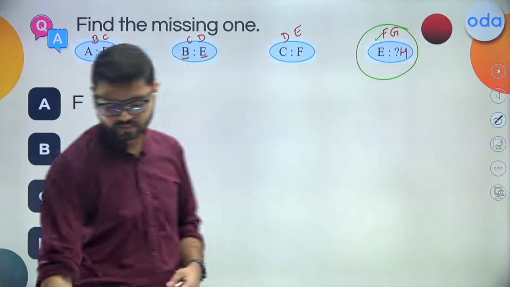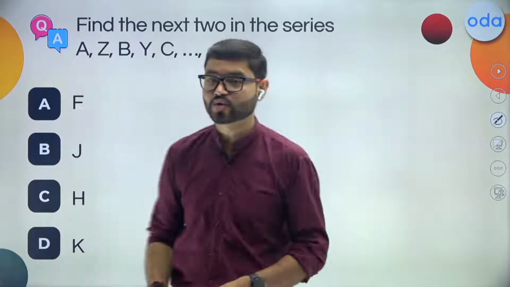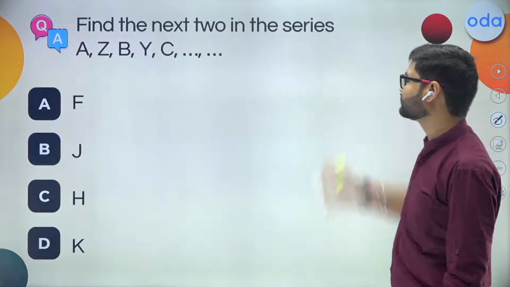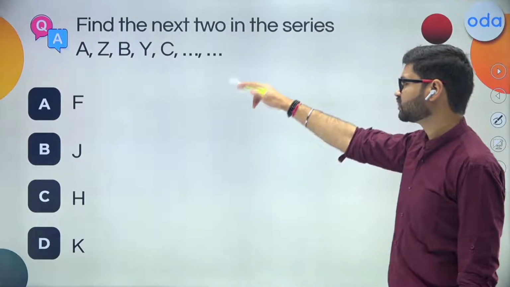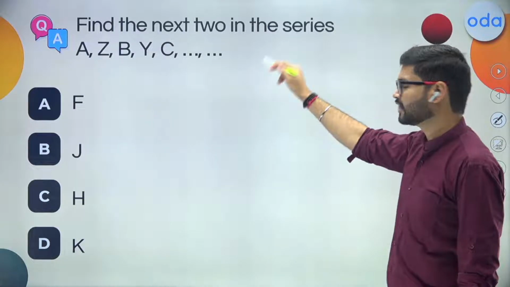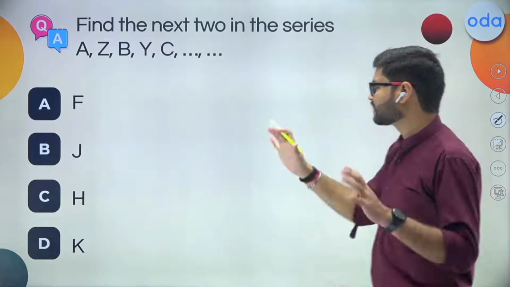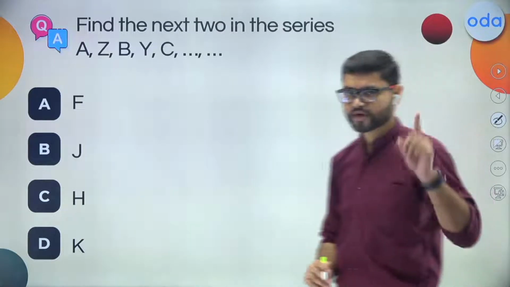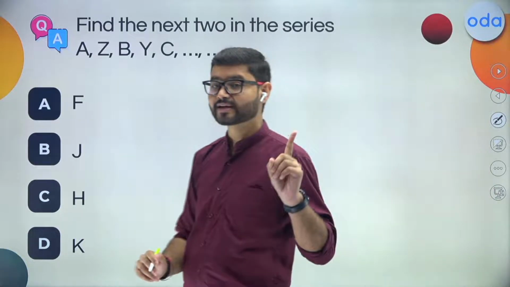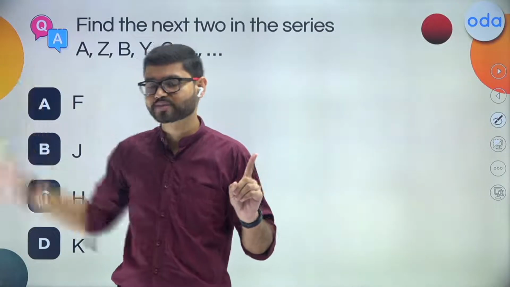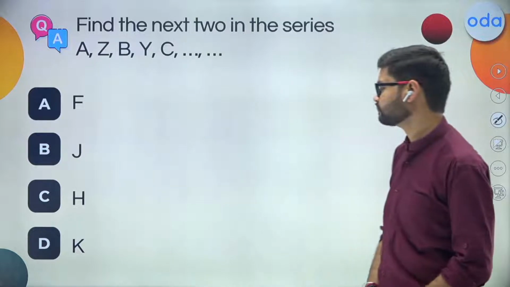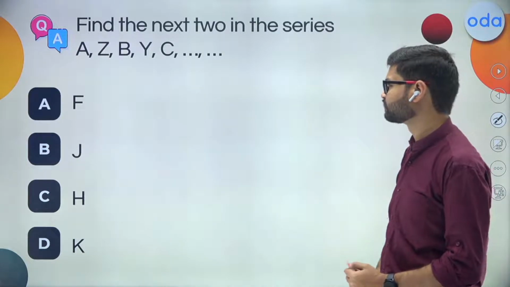Okay, let's do one more question. This question is also an Olympiad question. Find the next two in the series: A, Z, B, Y, C. Okay, what will come next? Let's just try to find one next only, and after that, one more you will find, and the options I will not give you. For the next one, the options are given. Okay, try to do this.